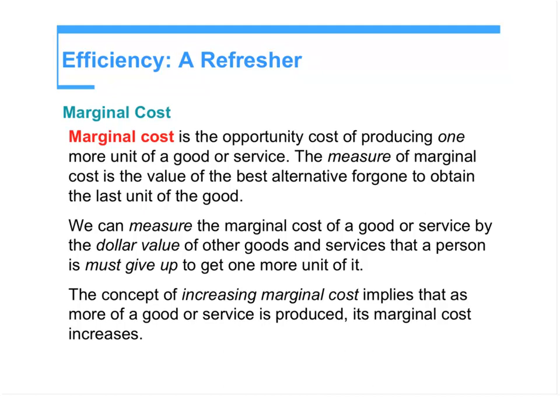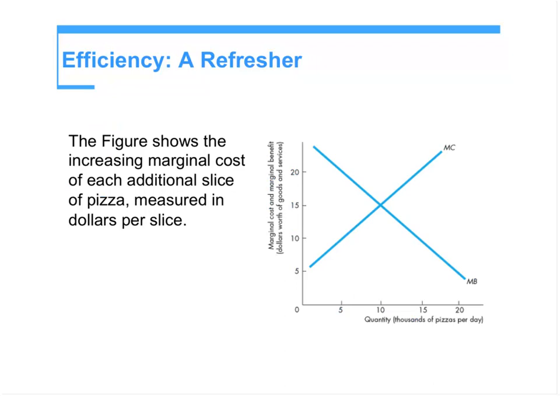The concept of increasing marginal cost implies that as more of a good or service is produced, its marginal cost increases. So this figure shows the increasing marginal cost of each additional slice of pizza, measured in dollars per price.